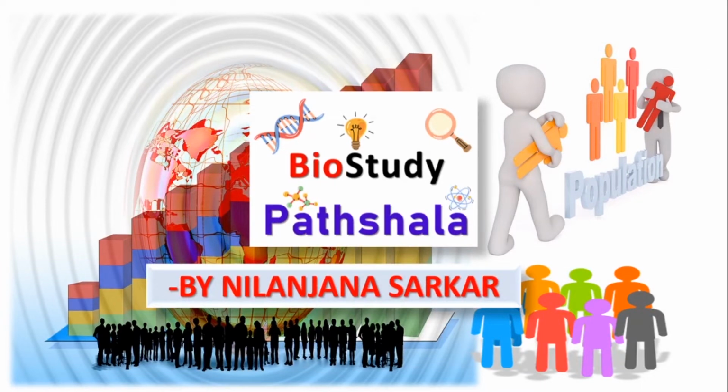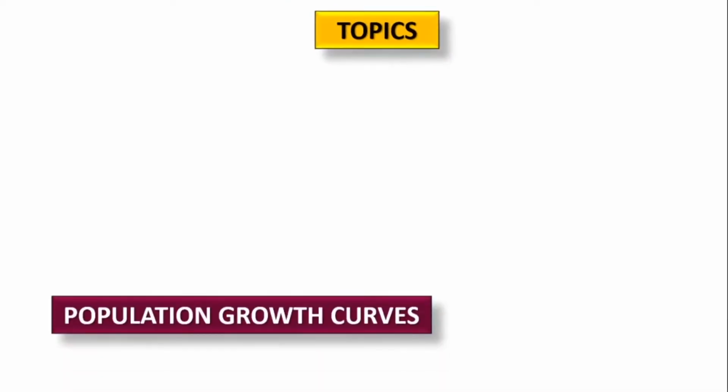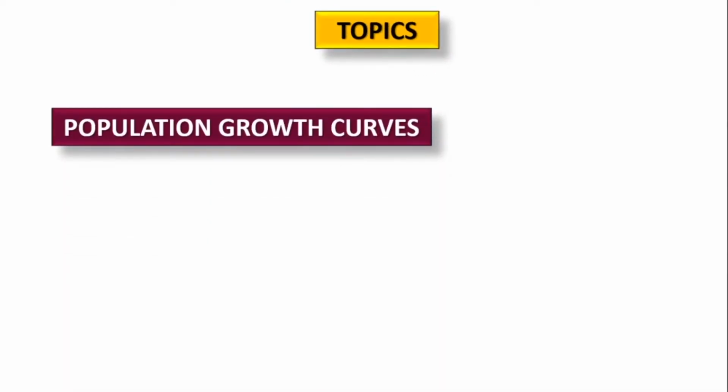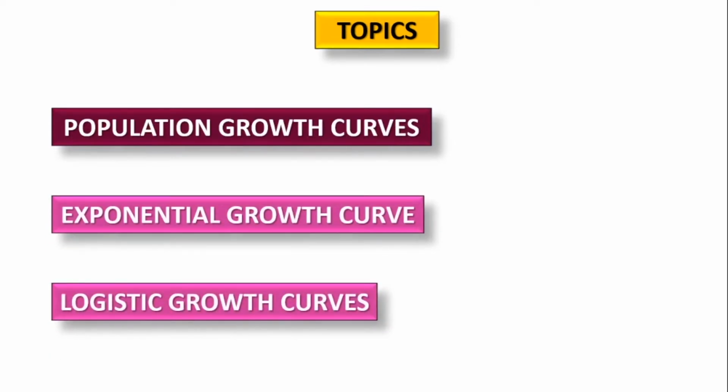Today would be ecology part 8, and it would be the continuation of our previous ecology session. So let's see what today's topics are. Today's topics are the population growth curves and their types, mainly the exponential growth curve and the logistic growth curve. What kind of environmental factors may result in this kind of growth pattern, and what are the features of this kind of growth curve, what are the equations and formulas, we will see and learn one by one.